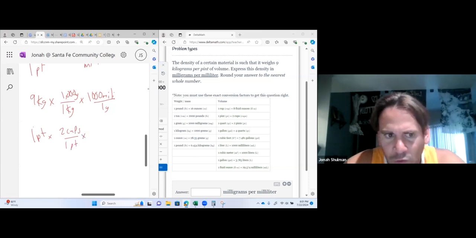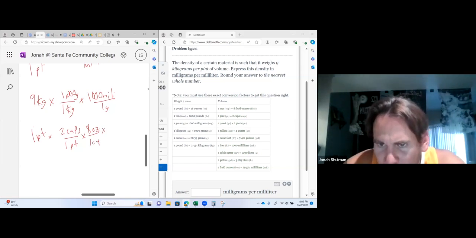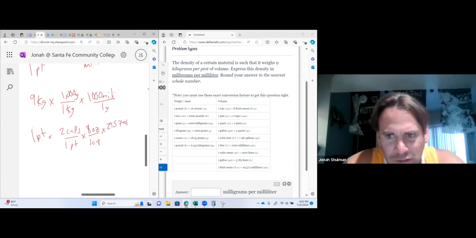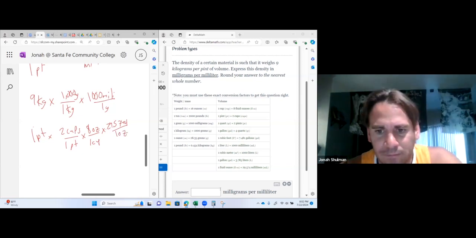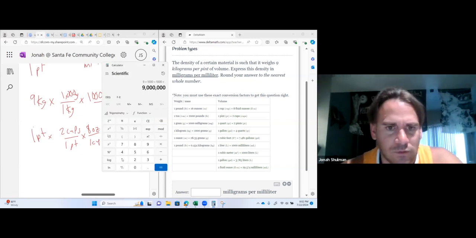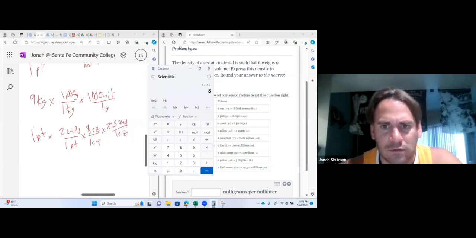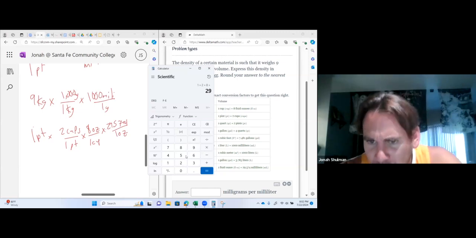And then I have 8 ounces over 1 cup. And then I have 29.574 milliliters over 1 ounce. So this one's all multiplying as well. So this is 1 times 2 times 8 times 29.574.